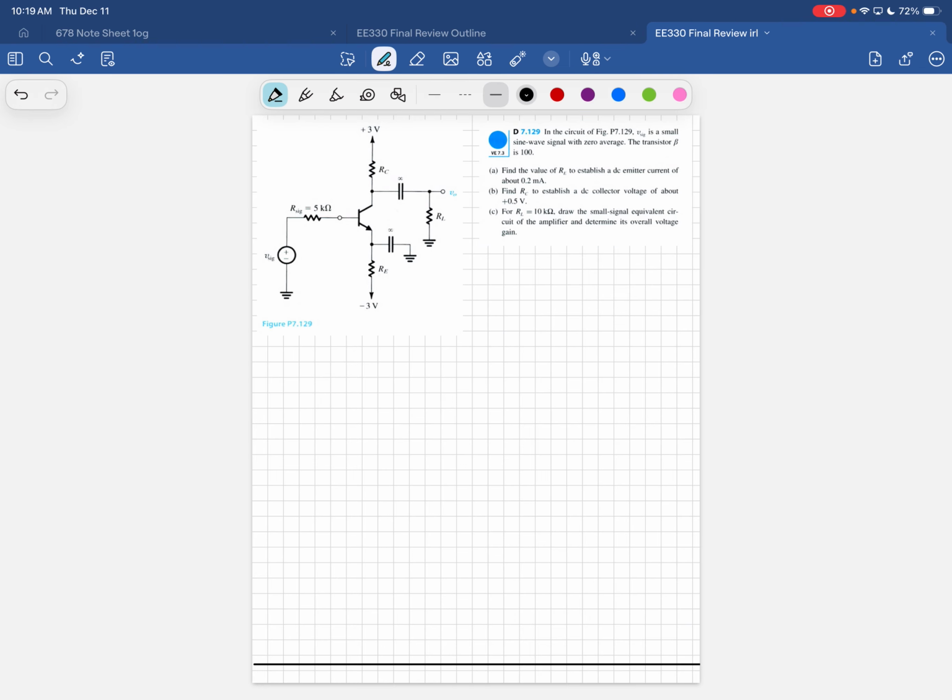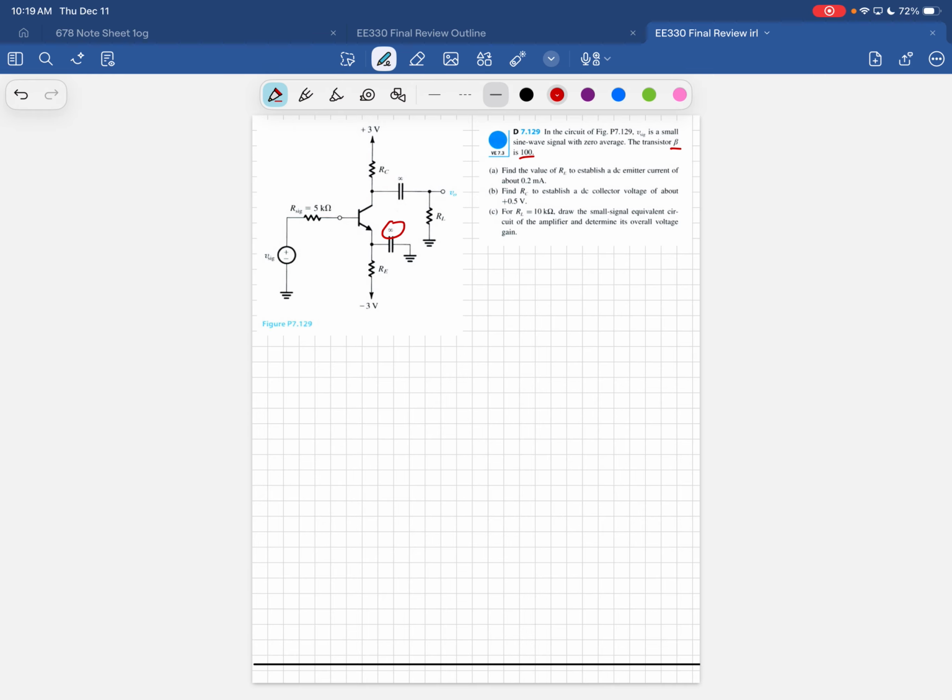And I assume those are infinite capacitors. Yes, you can't see it too well, but they do have little infinity symbols. So they're infinite capacitors, ideal capacitors. Your beta is going to be 100. That's very typical, 100, 101, something like that, at least for these classes.